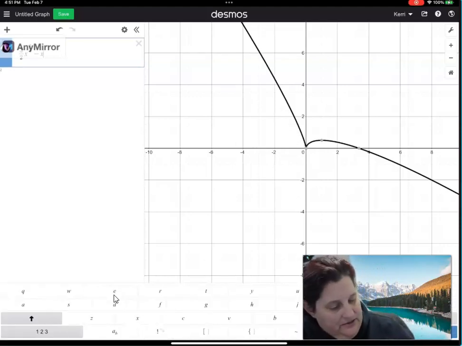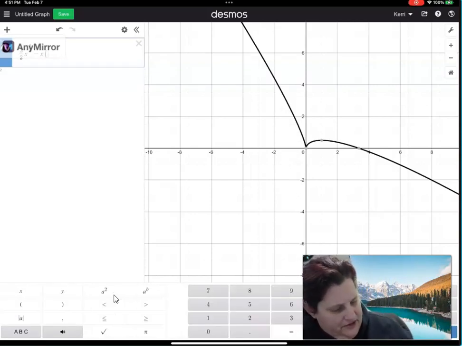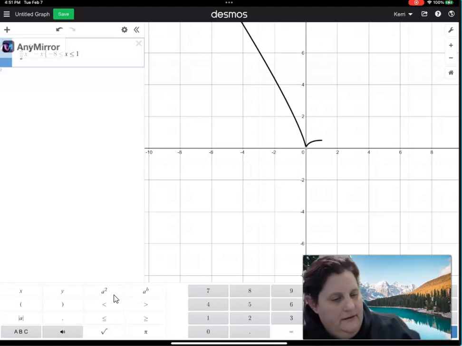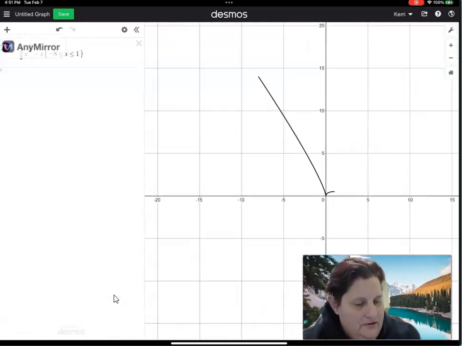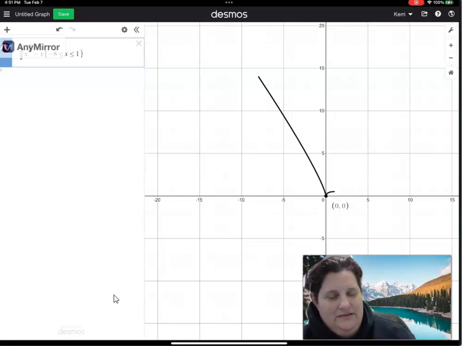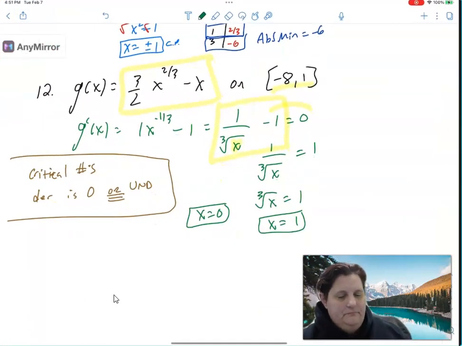And I was looking at the restrictions, from -8 to 1. I have to write it like this: -8 less than or equal to x less than or equal to 1. Okay? So I can kind of see here, there's my absolute max. It's on the endpoint. That's probably my absolute min. So you can kind of see what it's talking about.